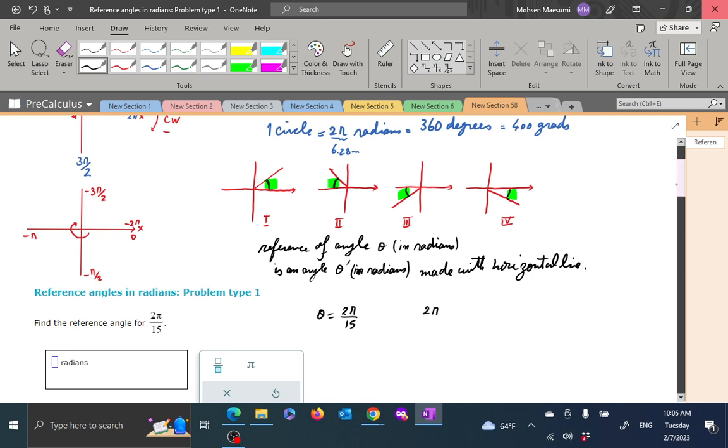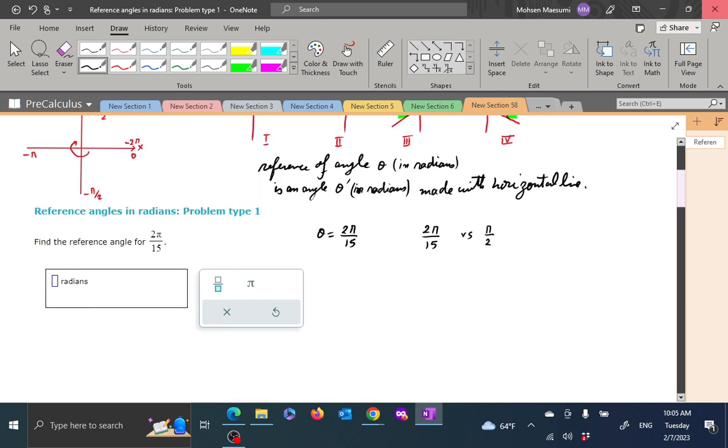So we have to figure out 2 pi over 15: is it more than pi over 2 or less than pi over 2? What do you think? Since both of them have a pi, you can make life a bit easier on yourself. Just compare the fractions. Is 2/15 more than 1/2 or less than 1/2? Obviously, this is a lot smaller than 1/2.